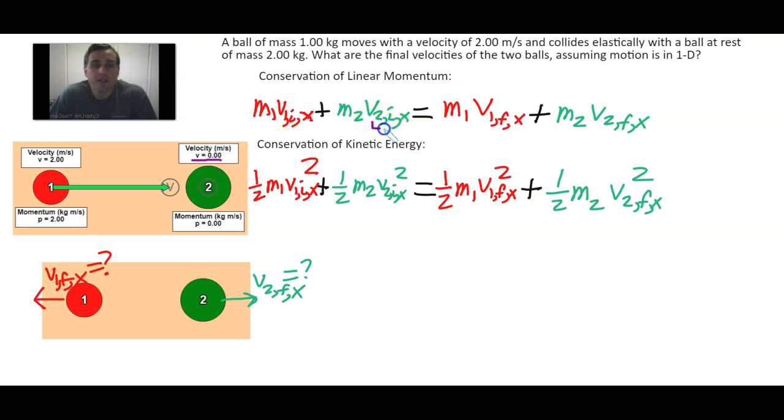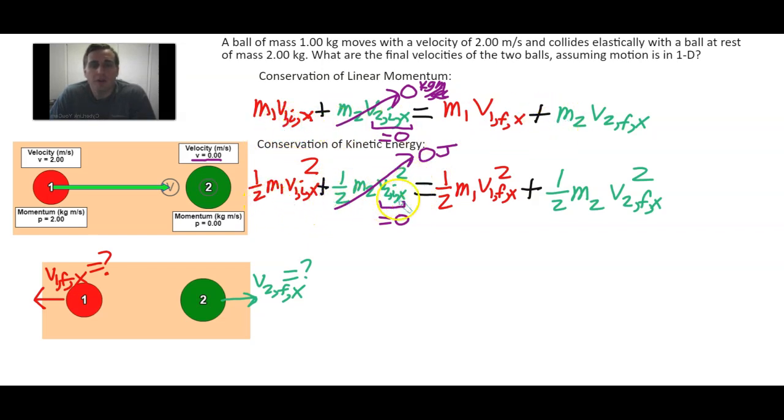So because this term is 0, the initial velocity in the x direction of mass 2, this initial momentum will also be 0, and this initial kinetic energy of the second mass will also be 0. Okay? And here for momentum, it's in kilogram meters per second, and in terms of kinetic energy, it's in joules. Okay, so with that in mind, we can continue to simplify these equations.